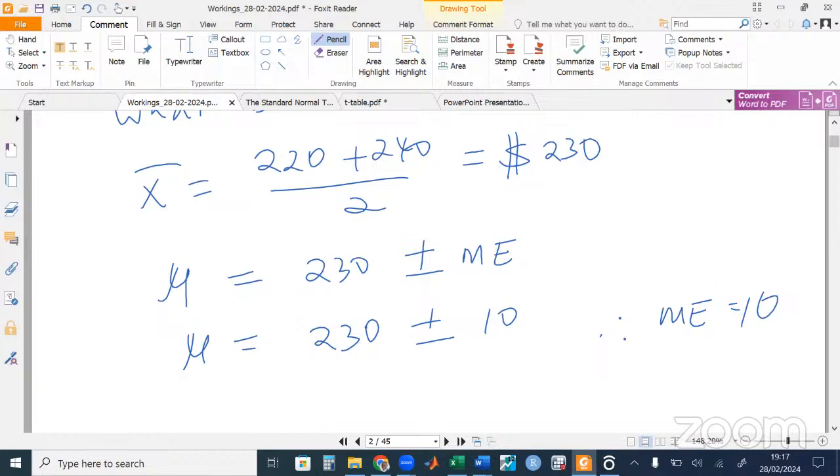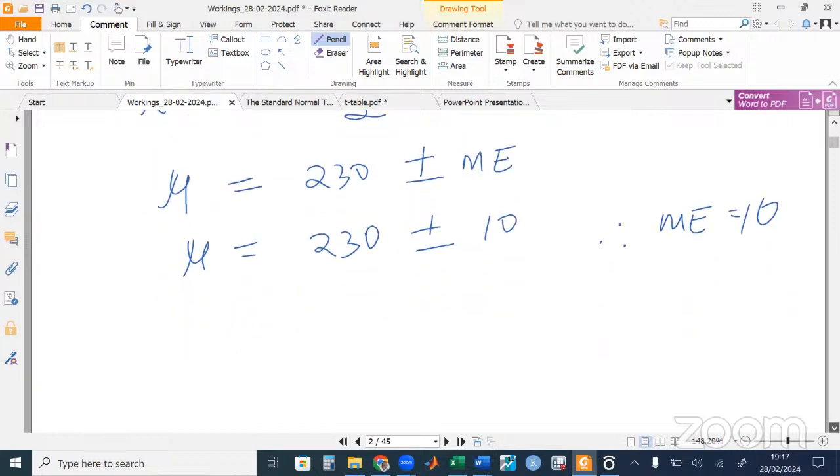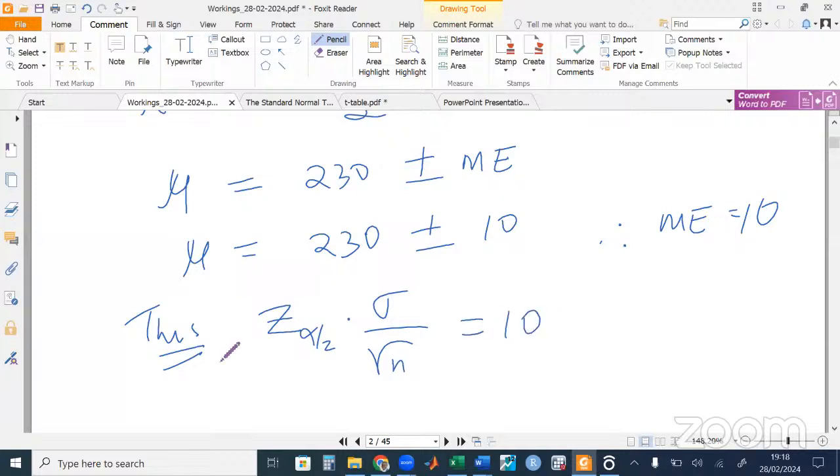So you can now make inference. I'd like you now to compute the rest. The margin of error, which is z score alpha over 2 multiplied by sigma over square root of n, should give you 10. The value that you get from here should give you 10. So how did we get 10? I want someone to answer me. How did we get 10?